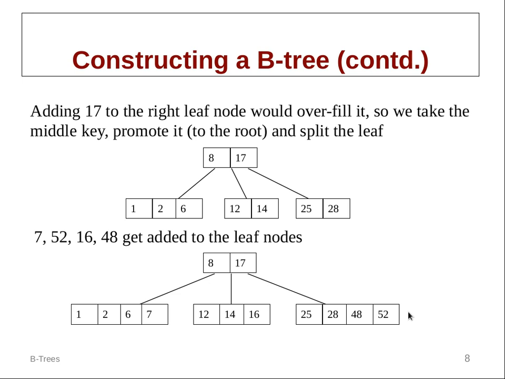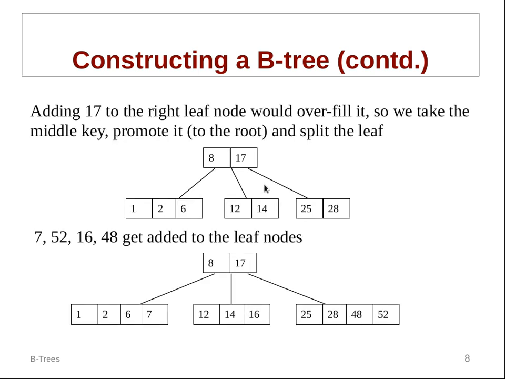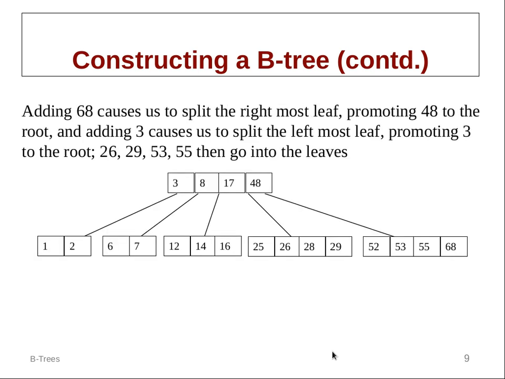And do we have a problem? Yes. What is the issue? There's 5. Right, it violates condition 5. So what do we do? Promote the 48. So the 48 goes up, and then we split along those two. In between you get 25. Well, the 48 gets promoted, and then you would have this arrow from here pointing to 25, 28, and the one after the 48 going to just 52, which is fine.